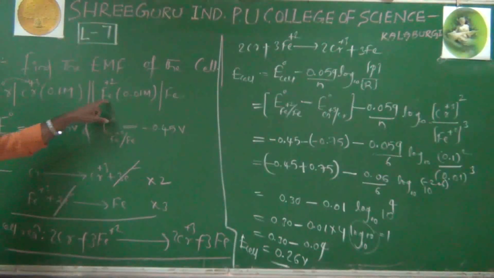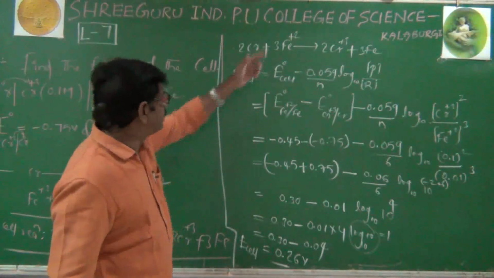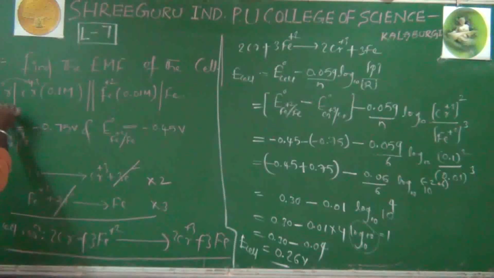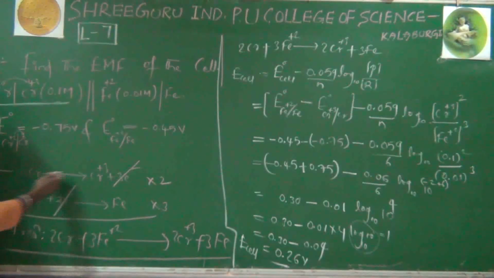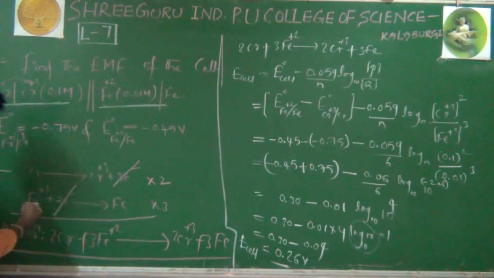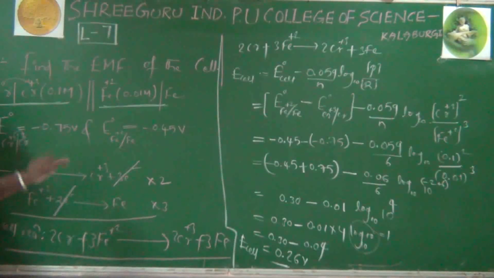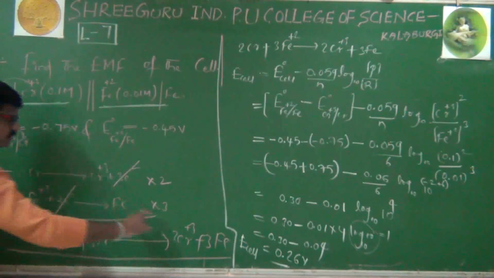That's why first, what is our job? By observing the cell symbol, we have to write the net cell reaction like this. How to write the net cell reaction? Very simple. The left side electrode is undergoing oxidation, that's why we have to write the oxidation process. The right side electrode is undergoing reduction, that's why we have to write the reduction process. And immediately we have to make both electrons the same. Sometimes electrons will be the same, sometimes they may not be the same, so we have to make them the same and cancel. After that, both reactants we have to write at one place and both products we have to write at one place.